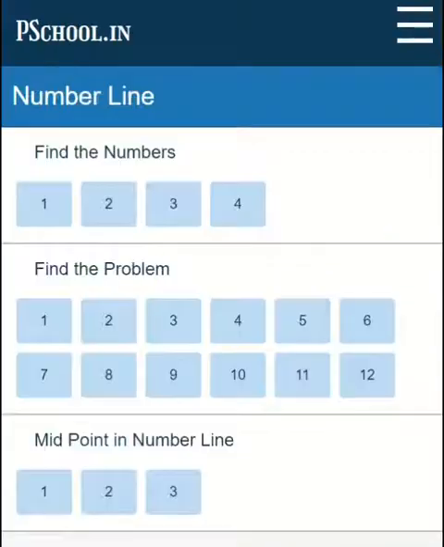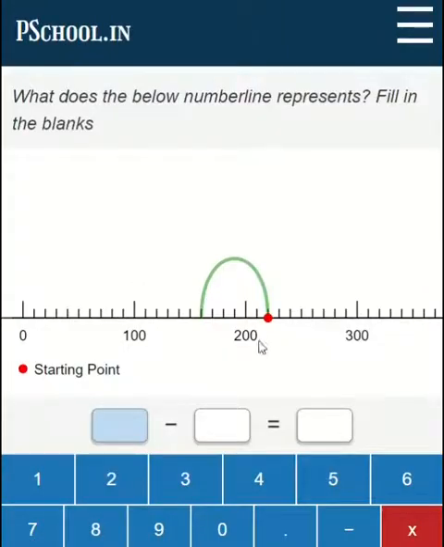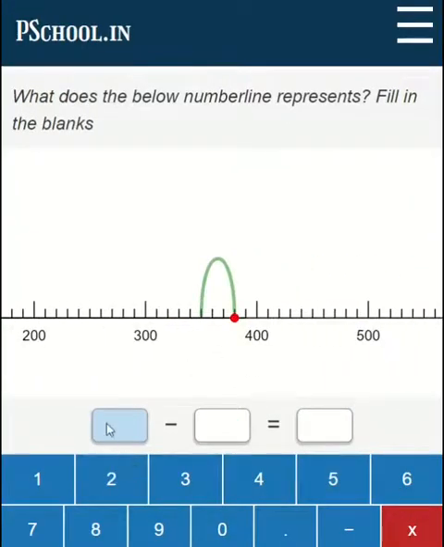Okay, let us try something else. Here, this is a subtraction problem because the number line moves in the negative direction. The starting point is 220 minus 1, 2, 3, 4, 5, 6, that is minus 60, and we get 160. The starting point is 380, minus 30, so we get 350.